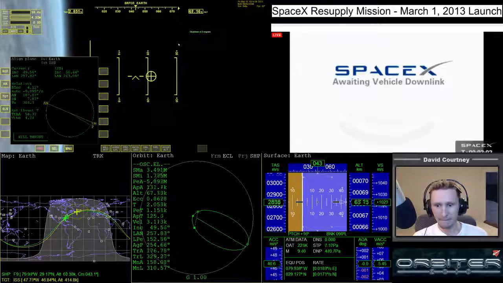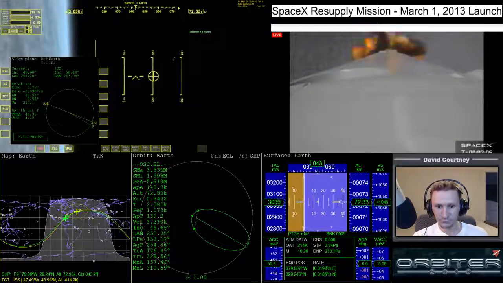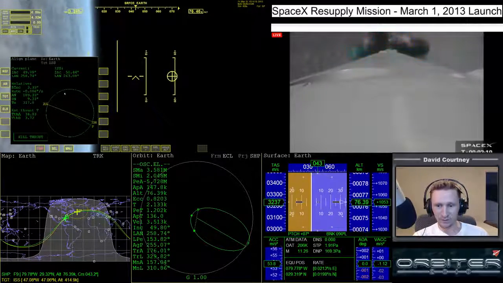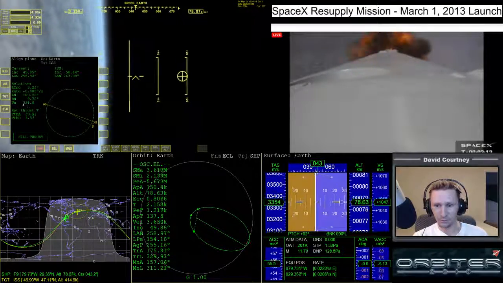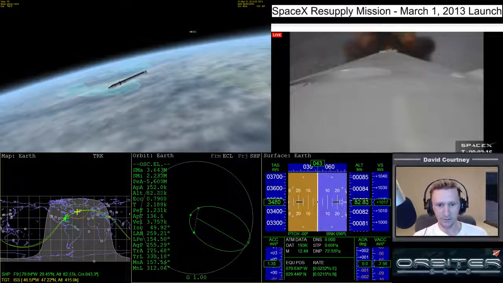Vehicle remains on a nominal trajectory. Vehicle is 30 kilometers in altitude, velocity of 1 kilometer per second, and downrange distance of 23 kilometers. Relative inclination's not going to be very good because we're already... Dragon power systems normal. Time to node's already increasing.